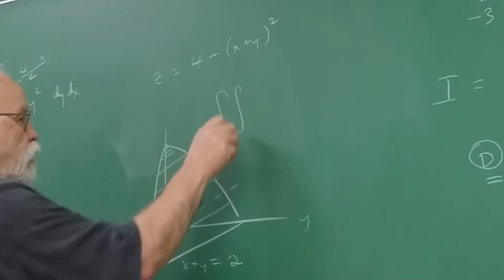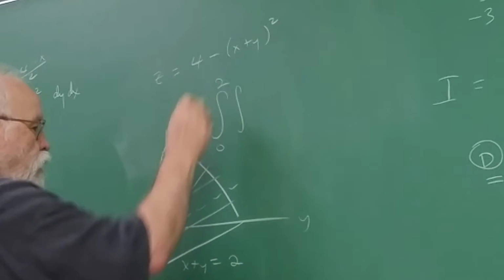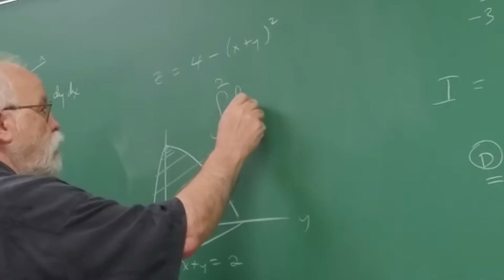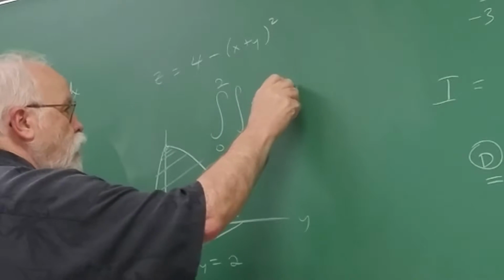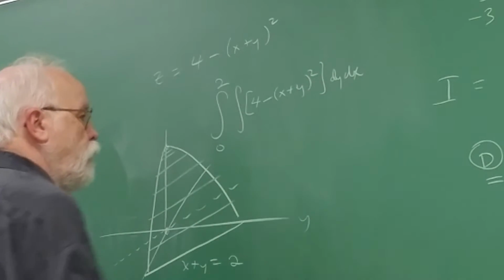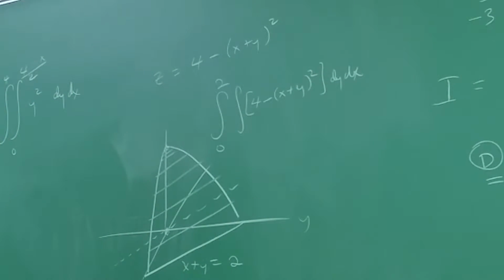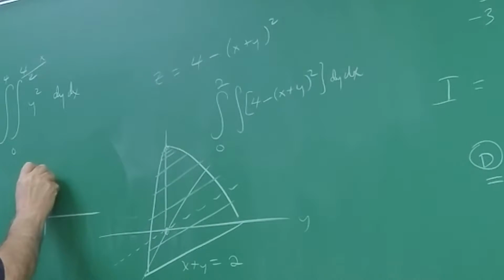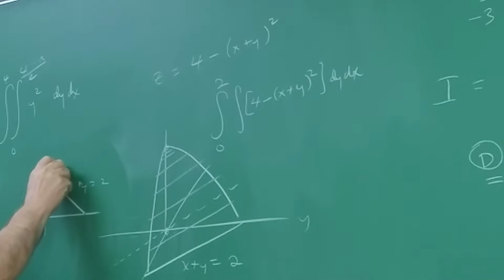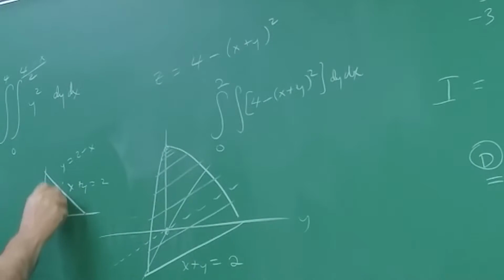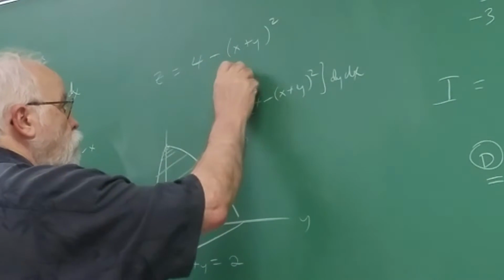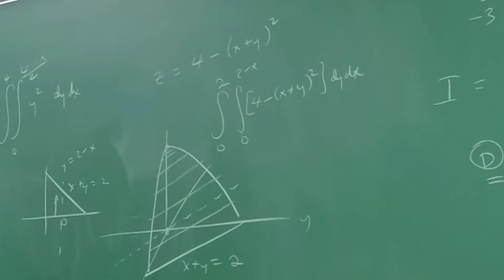And we get the integral from 0 to 2, and take your pick, it doesn't matter, of the integral of 4 minus (x plus y) squared, dy dx. And then we'll draw the triangle and solve it for y. Y equals 2 minus x. We're going 0 to 2 minus x. And that's the setup.